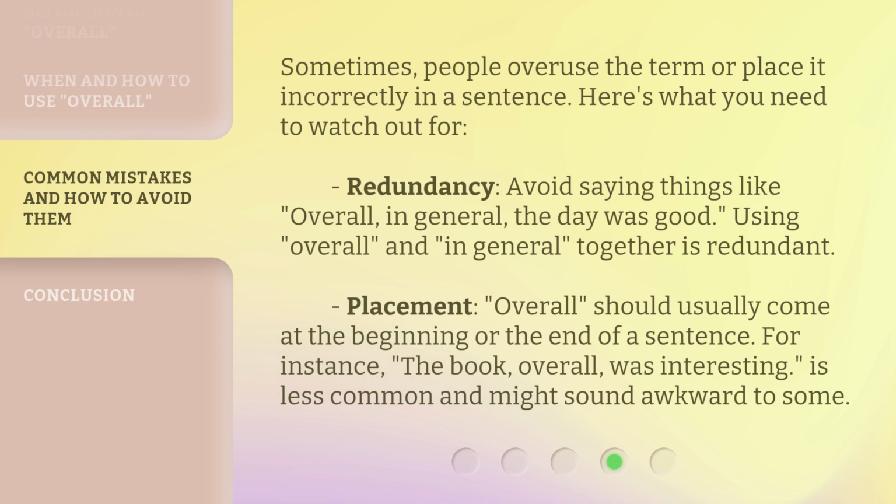Sometimes, people overuse the term or place it incorrectly in a sentence. Here's what you need to watch out for. Redundancy: avoid saying things like, overall, in general, the day was good. Using overall and in general together is redundant. Placement: overall should usually come at the beginning or the end of a sentence. For instance, the book, overall, was interesting, is less common and might sound awkward to some.